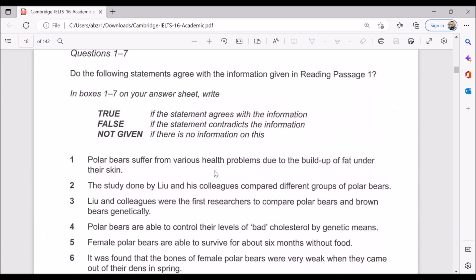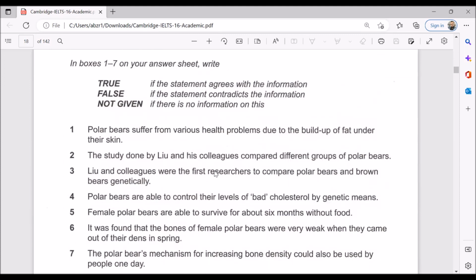Now, this is really important to understand. Liu and colleagues, this information is there. They were working on the study. If we simply ignore the first researcher, and read the statement further, compare polar bear and brown bear genetically, yes, that's what they did. But the thing that they did not mention was the first researchers. For me, the answer should be not given, because the first researcher part is not mentioned in the paragraph. The answer for question number 3 would be not given, because first researcher is not mentioned in the paragraph.